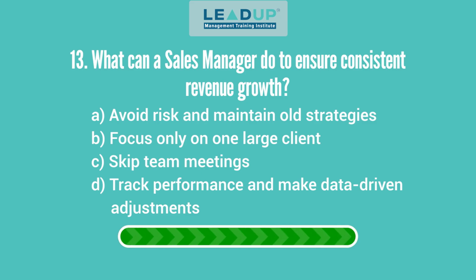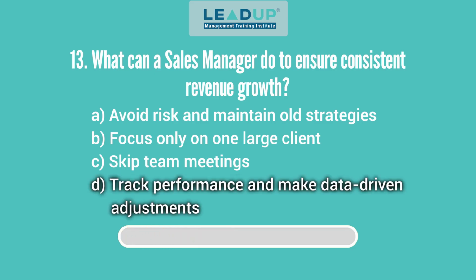Question 13. What can a sales manager do to ensure consistent revenue growth? A. Avoid risk and maintain old strategies. B. Focus only on one large client. C. Skip team meetings. And D. Track performance and make data-driven adjustments. Answer: track performance and make data-driven adjustments.